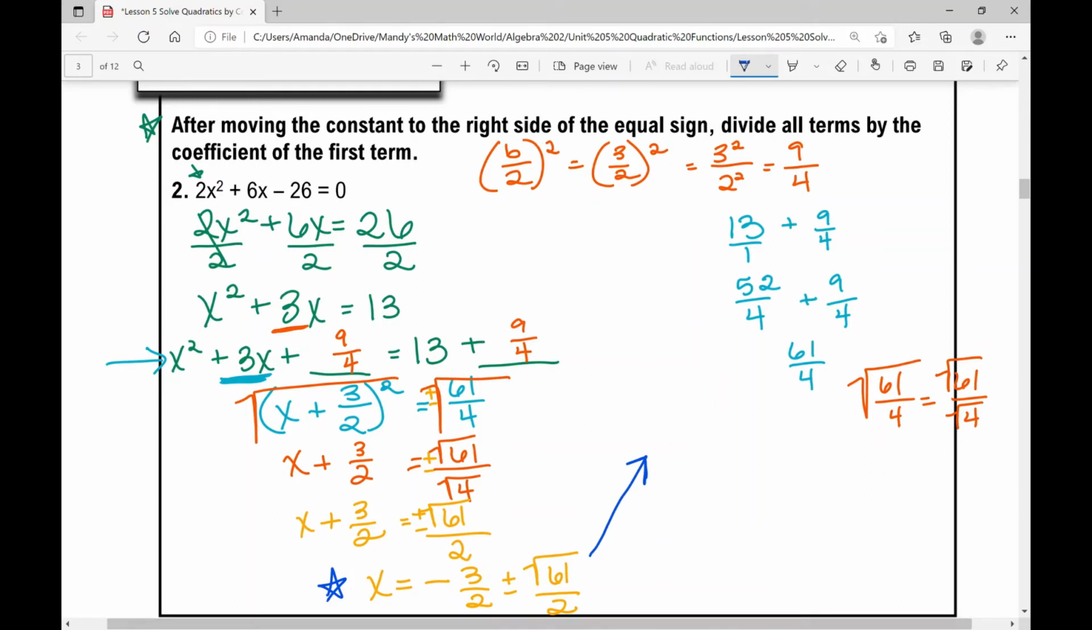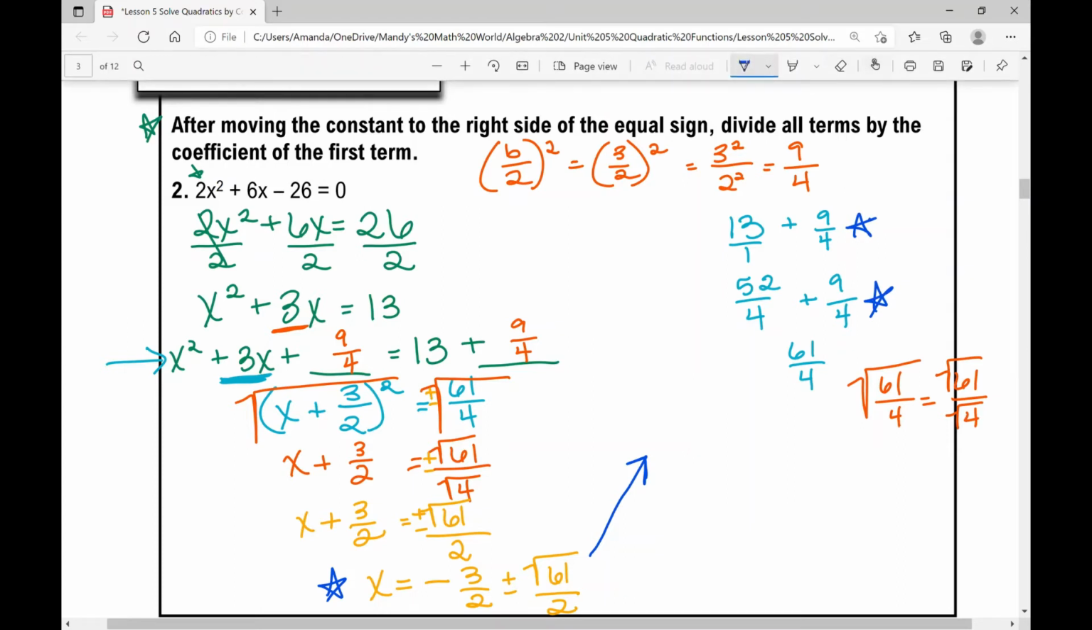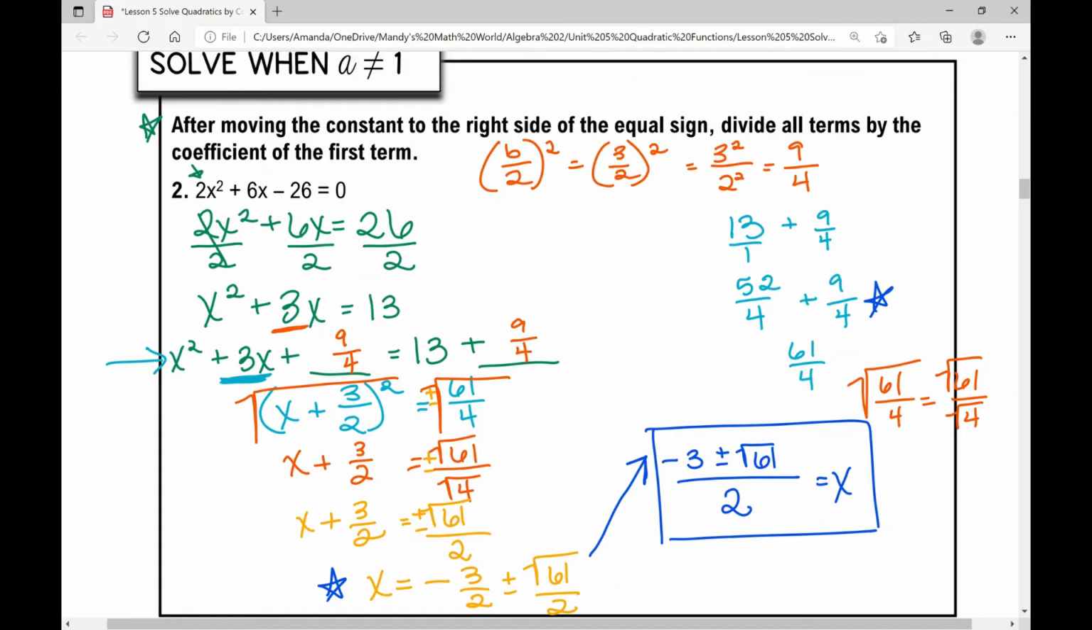I can combine my numerators just like we did up here, and keep my denominator. So negative 3 plus or minus the square root of 61 over 2, and that's my answer. Equals x. What does that mean? X equals negative 3 plus the square root of 61 divided by 2, or negative 3 minus the square root of 61 divided by 2.